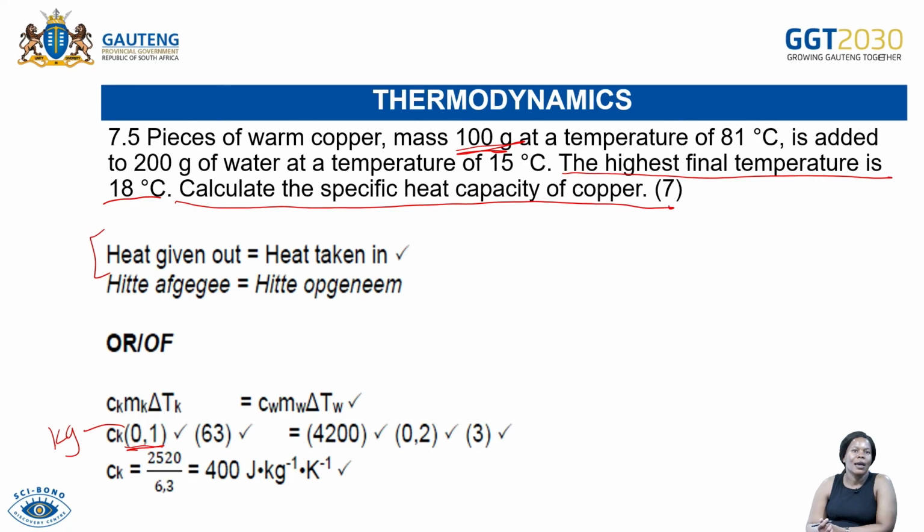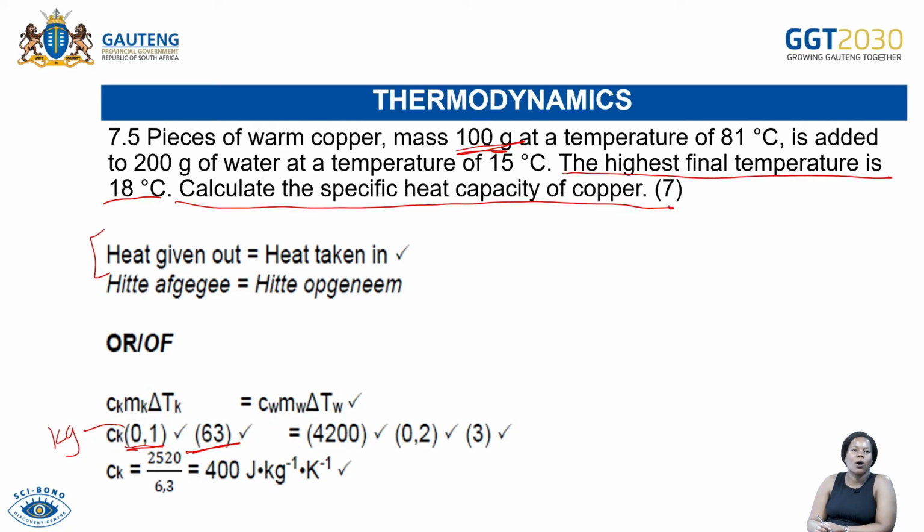The temperature of that piece of warm copper was 81 degrees, which is added to the water of 15 degrees. So afterwards, the final temperature is 18 degrees. So I have to say 81 degrees subtract that 18 degrees, which is the final temperature, just like we did, and we get 63, which is what we have over here. And then we have 4,200, which is the specific heat capacity for water.